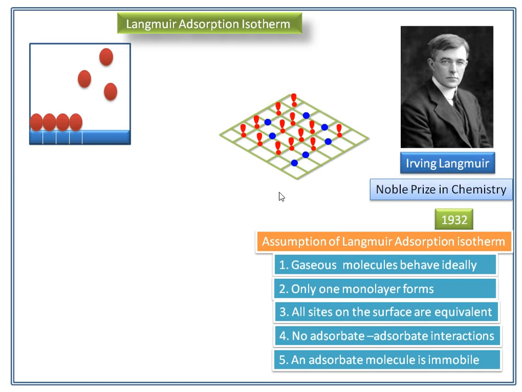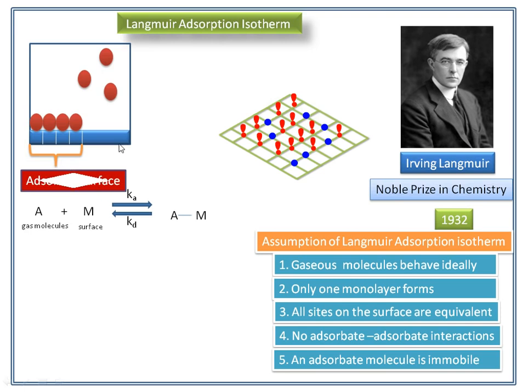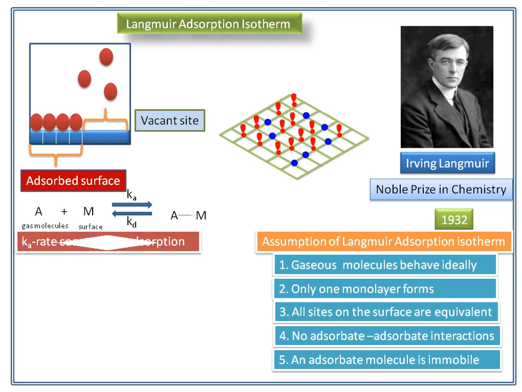He further assumed a dynamic equilibrium between the adsorbed molecules and the free molecules. If A is a gas molecule and M is the surface site, then A plus M gives AM in the forward reaction. This AM gives back A and M in the backward reaction. So this is an equilibrium reaction. So this is the adsorbed site and this is the vacant site. K is the rate constant for adsorption, Kd is the rate constant for desorption.